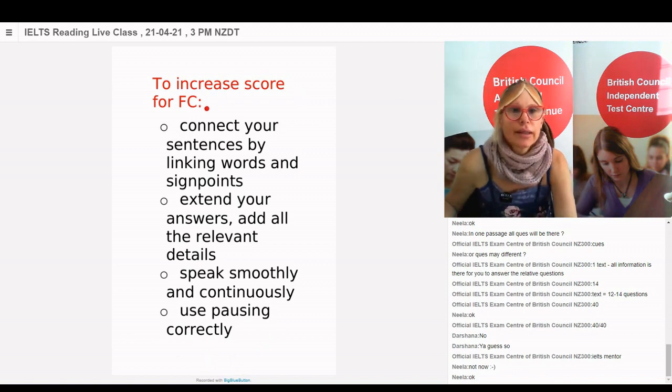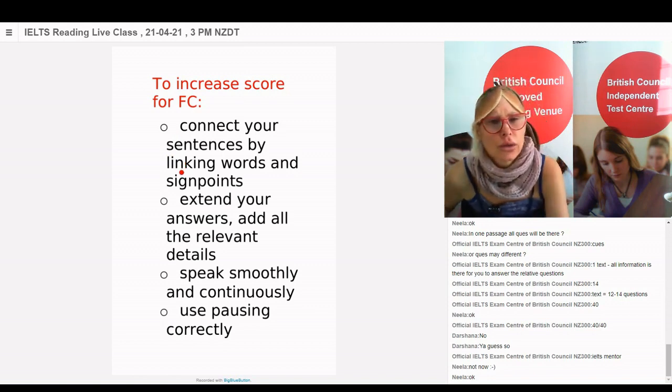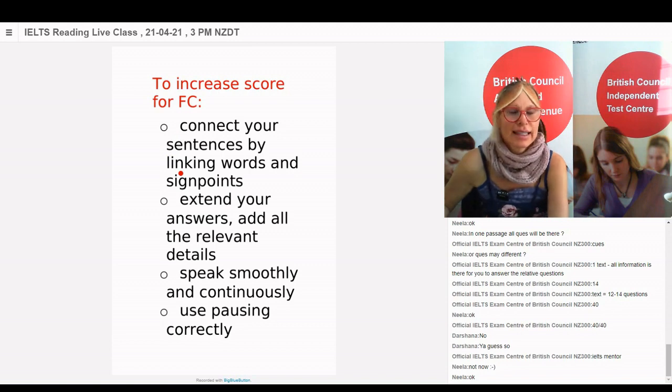so some tips to increase your score for fluency and cohesion. Connect your sentences by linking words and signposts. So linking words, phrases such as in addition, furthermore, on the other hand, in contrast, but, as a result. And signposting language is things like, now I'm going to talk to you about, or we have seen today, or something like that, just to help the audience, the listener, follow what you have said and what you are going to say.